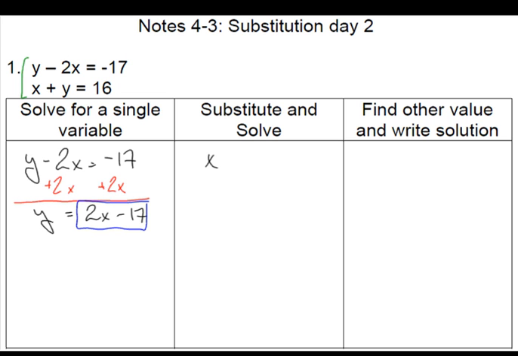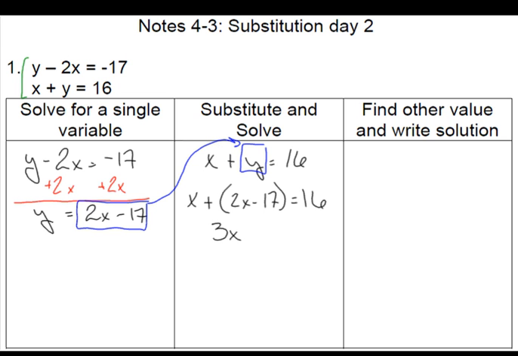Now my other equation says that x plus y is equal to a positive 16. I'm going to replace the y value with this that I just solved. So I have x plus 2x minus 17, and that's equal to 16. Since there's nothing in front of the parentheses, we really don't even need the parentheses. They're just extra, to show that we have substituted. So I have a 1x and a 2x, which gives me 3x, combining my like terms. And then I have a minus 17 is equal to 16.